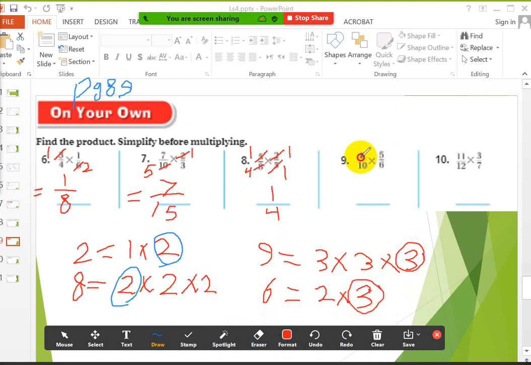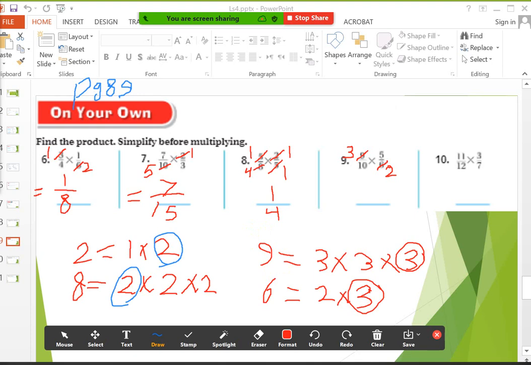So 9 divided 3, Asma. No, 9 divided 3, not multiply. Okay, please hurry up. 9 divided 3, it's 3. And 6 divided 3, 2. Now, thank you, Asma.